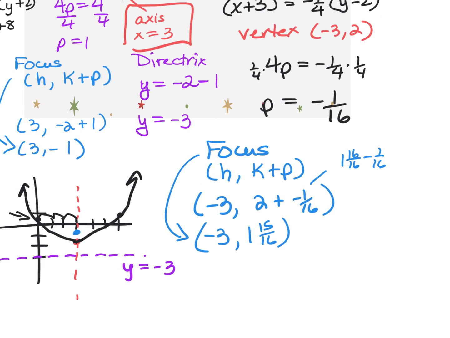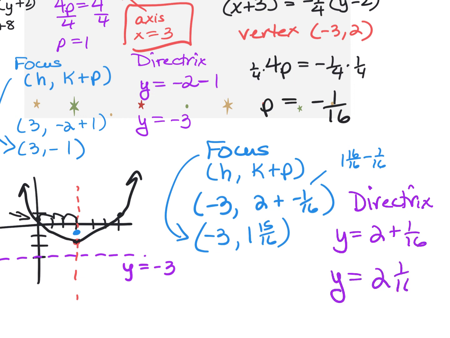And then for the directrix, opposite of p. And again, the non-squared variable, which is y, and then my y value was 2. Opposite of p is positive 1/16. So my directrix is y equals 2 1/16.